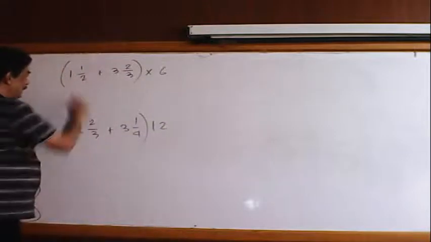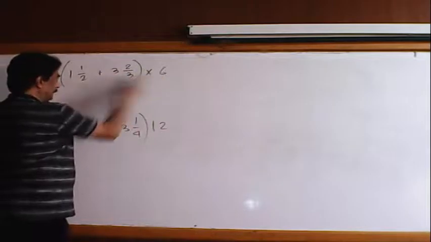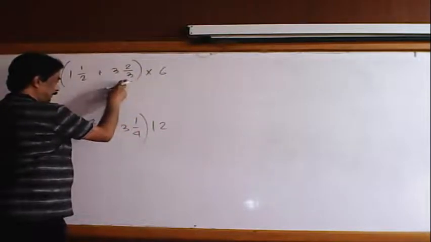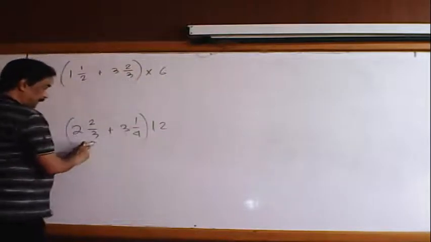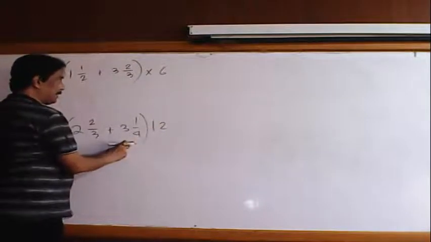Remember the result? 6 is divisible by 2, 6 is divisible by 3. 12 is divisible by 3, 12 is divisible by 4. We can take some advantage.